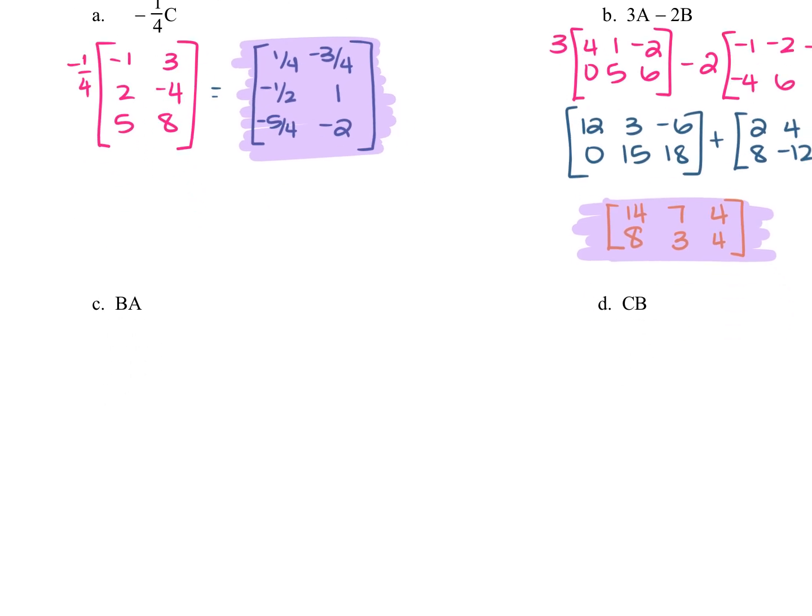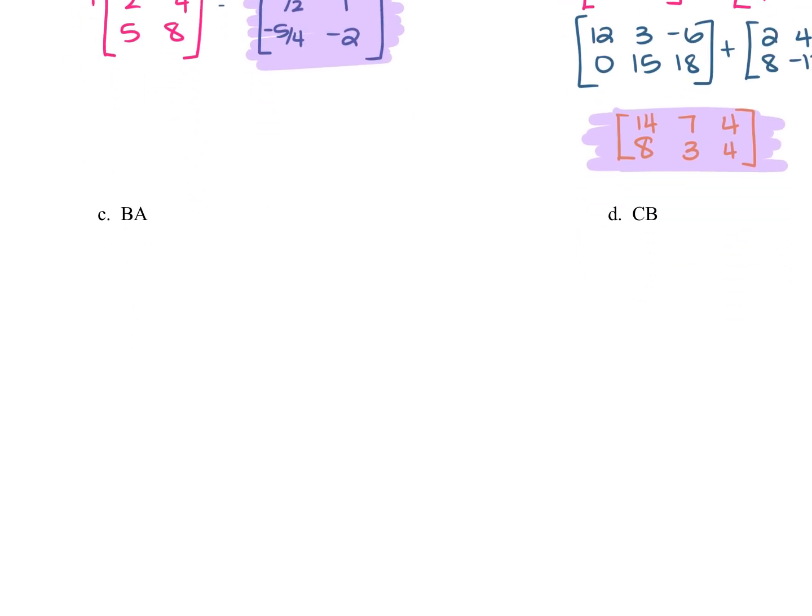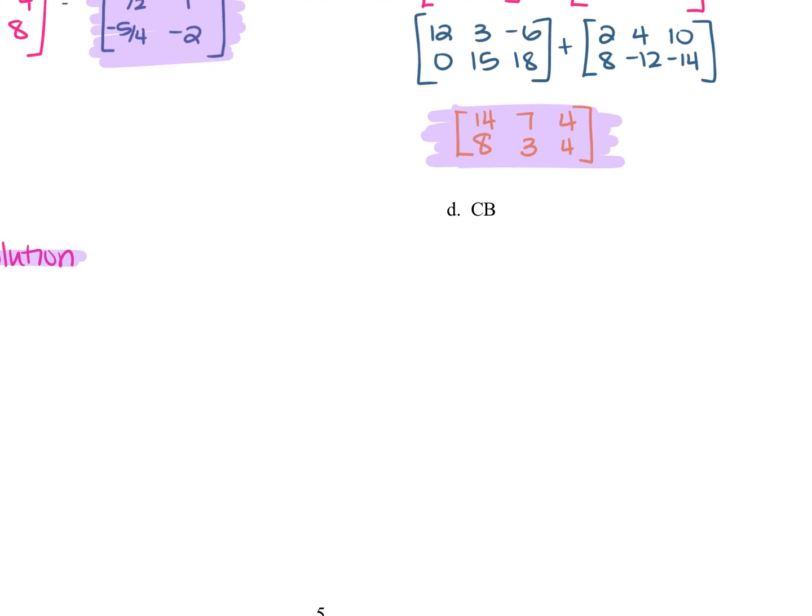Next for C, we're doing B times A. For B times A, you cannot do, so this one is no solution. And that's because your matrices are the same dimensions, not the two dimensions where your two inner numbers are the same. For D, we're doing C times B.